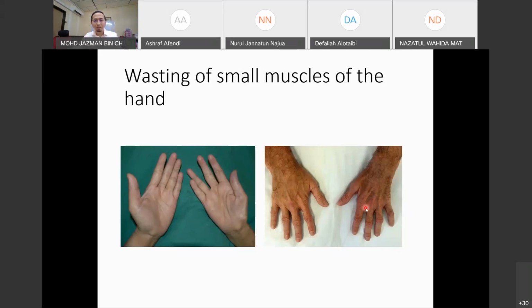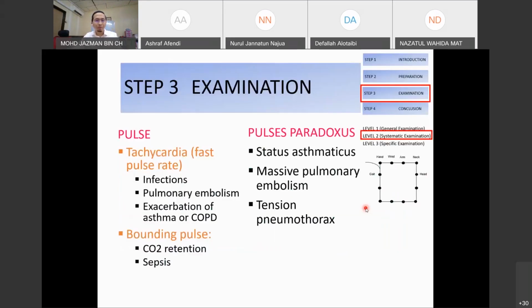Next, once you're done with the hand examination, you move on to the wrist. So what do you assess at the wrist? You assess the pulse. You need to assess the rate, whether there's tachycardia or bradycardia. Assess the character. Is it bounding? In respiratory examination, usually you will get a bounding pulse, which can be due to CO2 retention or sepsis.